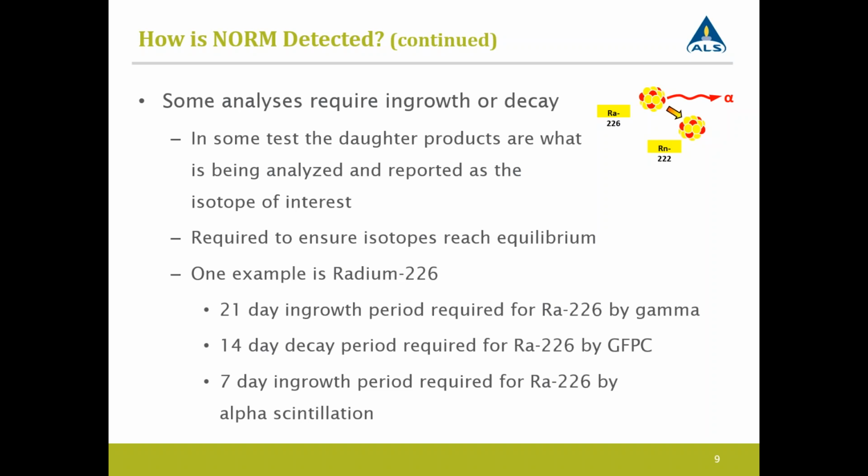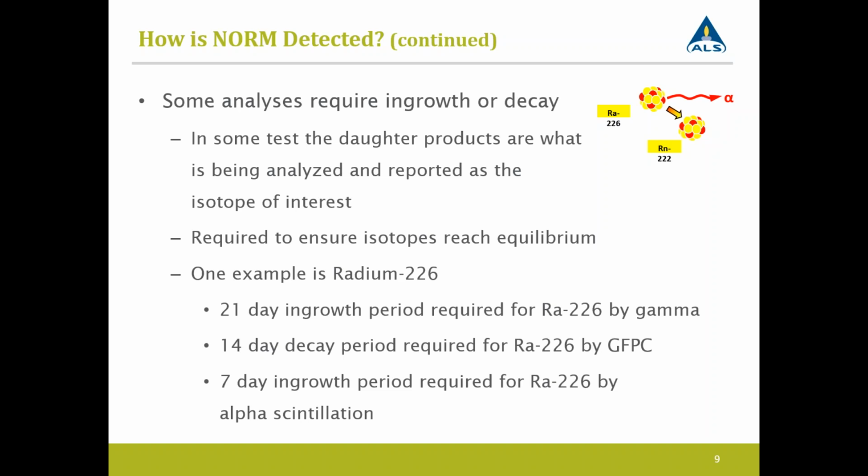A good example of ingrowth periods and decay periods is used in radium-226, because radium-226 is unique in that you can use several methods, depending on the matrix, to approach getting your radium-226 result. So if you're doing radium-226 for a soil sample using gamma spec, it requires a 21-day ingrowth period to allow for the ingrowth of the lead and bismuth-214, which are analyzed and then used to calculate the radium-226 result.